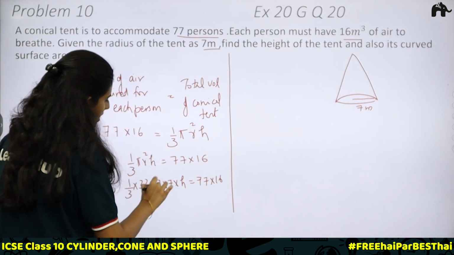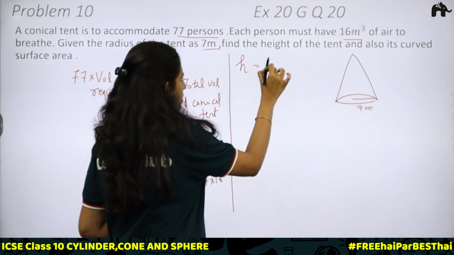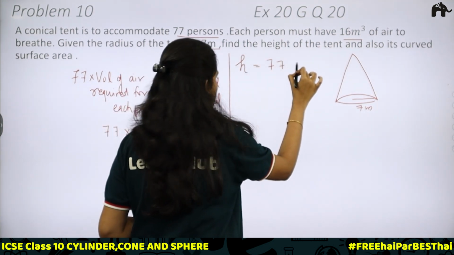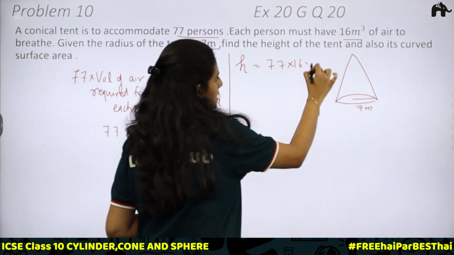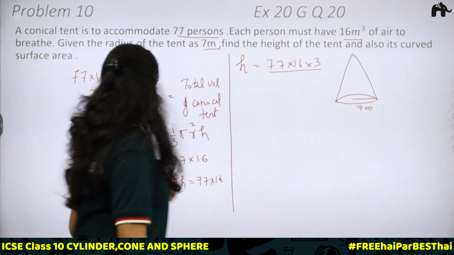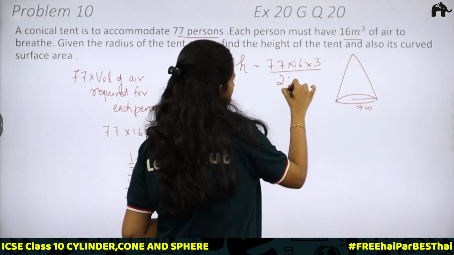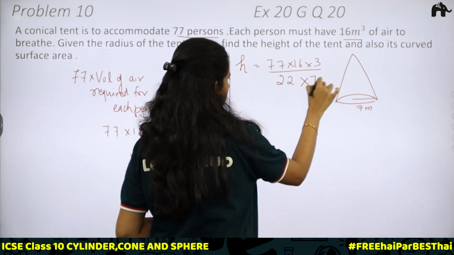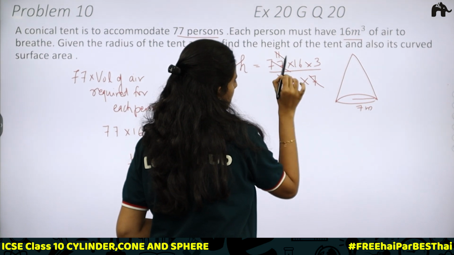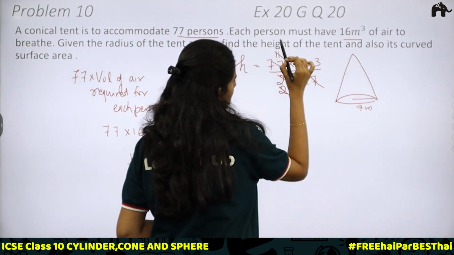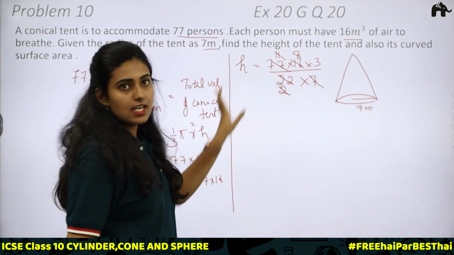Okay, here 7 and 7 can be cancelled, keeping height in the left hand side, taking all other terms to the right hand side. 77 into 16, denominator we have a 3, 3 is taken to the numerator. Numerator we have 22 and 7 taken to the denominator. 22 into 7. 7, 77 we get 11 here. 11, 22 we get 2 here. 2 into 6, 2 into 8 is 16. So 8 into 3 gives us a height.